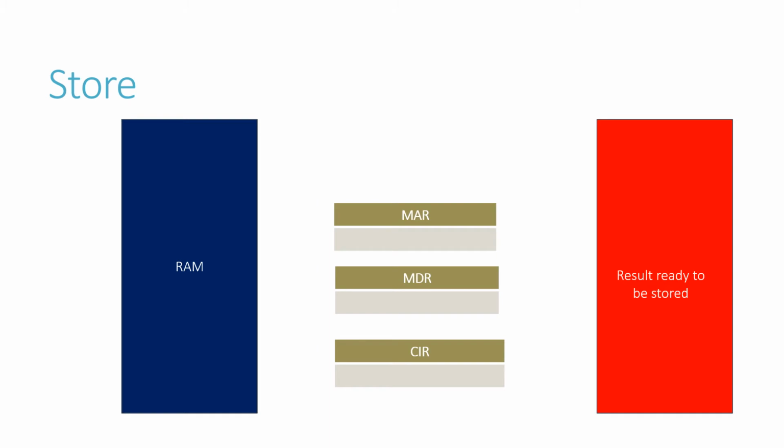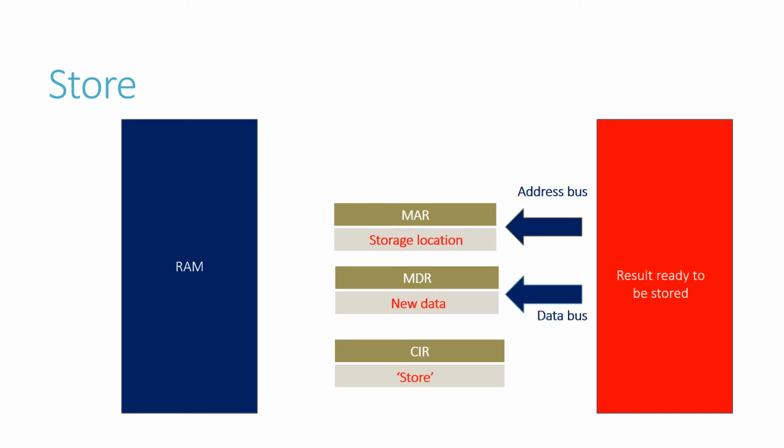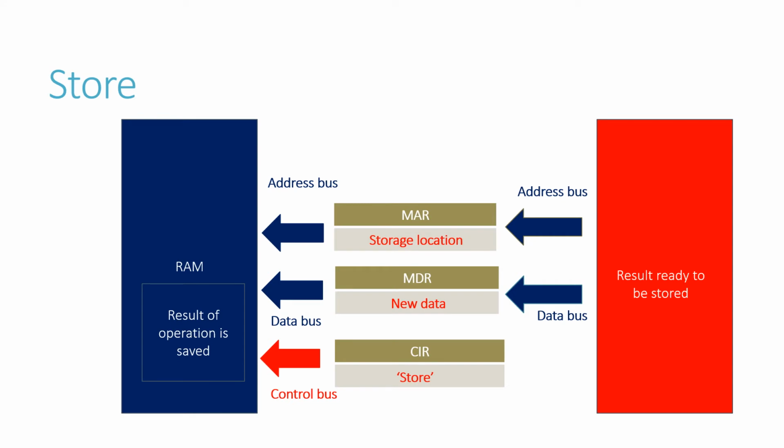And then finally, let's see what happens in the final store phase of the fetch execute cycle. The result ready to be stored is in the processor. The storage location is sent to the MAR. The data which needs to be stored is sent to the MDR. And the instruction in the CIR says store. All this information is sent to the RAM, and the result of the operation is saved in the right location.